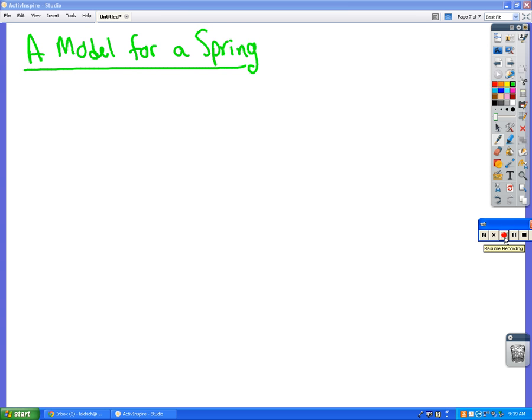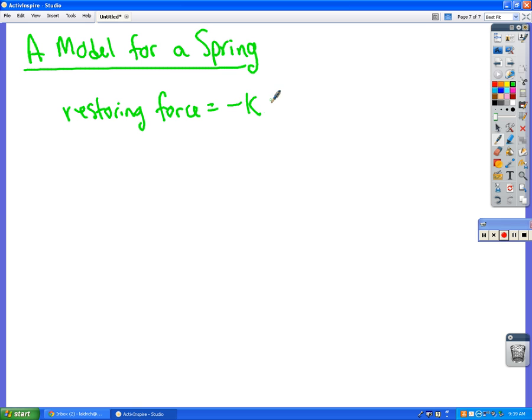All right, so then we got a little model for a spring. I'm just going to kind of throw this at you a little bit. We got Hooke's law. You guys know Hooke's law? Remember that? Hooke's law says that the restoring force on a spring is going to be equal to some negative constant times x, and k is the spring constant. Did you guys do a lab where you had to figure out the spring constant?